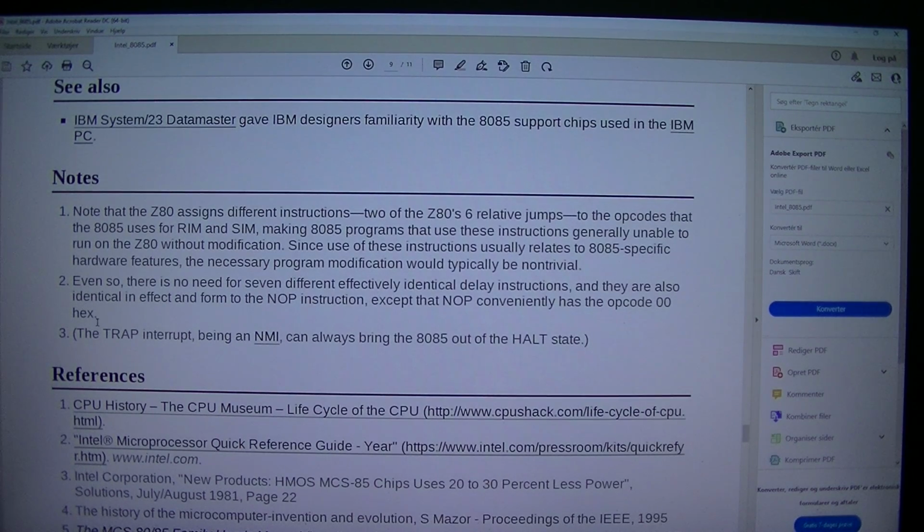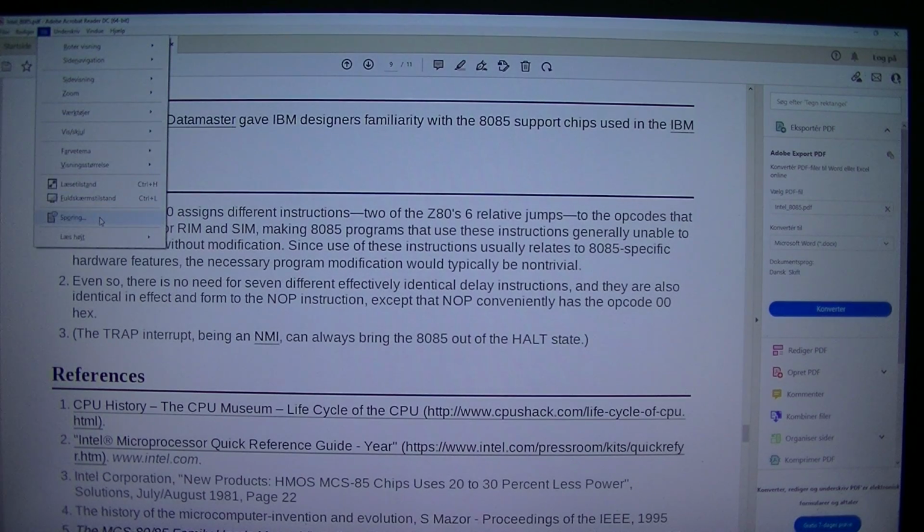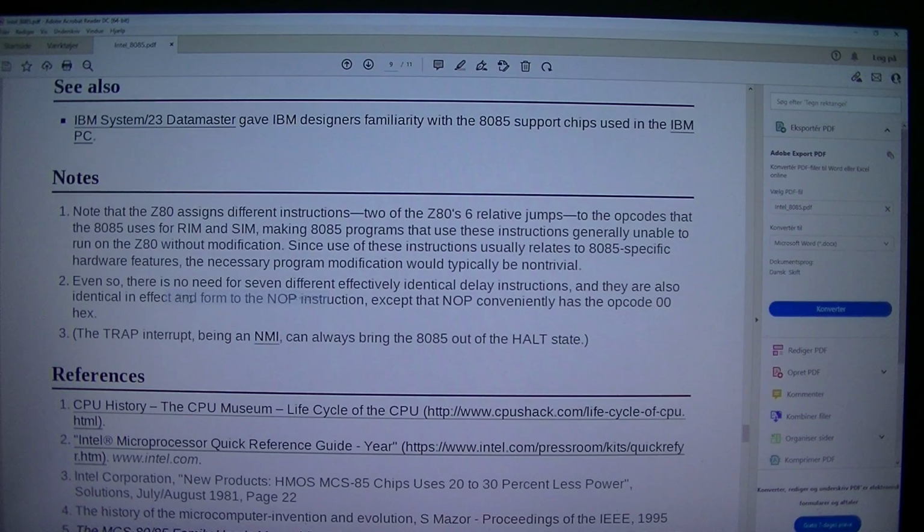Even so, there is no need for 7 different effectively identical delay instructions, and they are also identical in effect and form to the NOP instruction, except that NOP conveniently has the opcode 00 hex. 3. The trap interrupt, being an NMI, can always bring the 8085 out of the hold state. References. 1. CPU history.